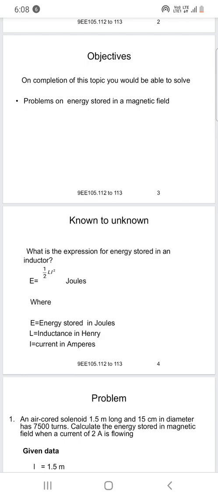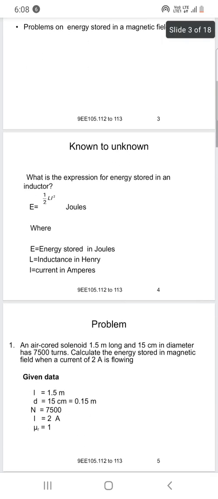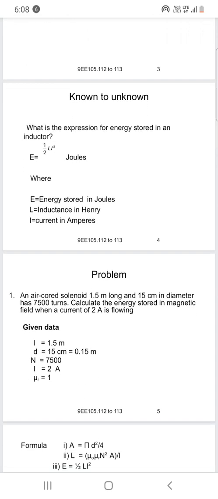Today's objective is, on completion of this topic, you will be able to solve problems on electric energy stored in a magnetic field. You know the expression for the energy stored in an inductor: E equals half L i squared joules.